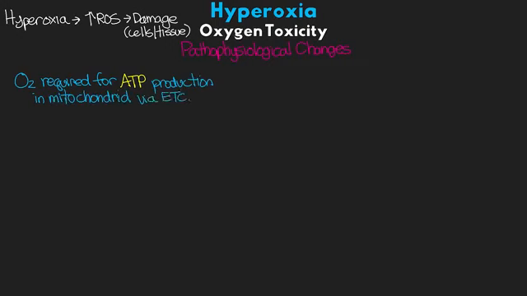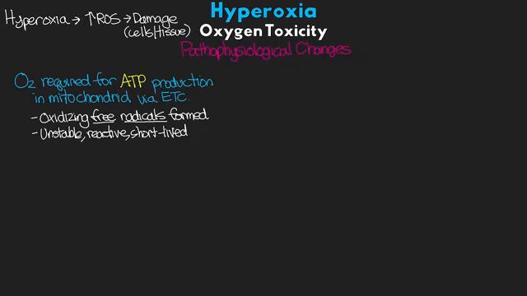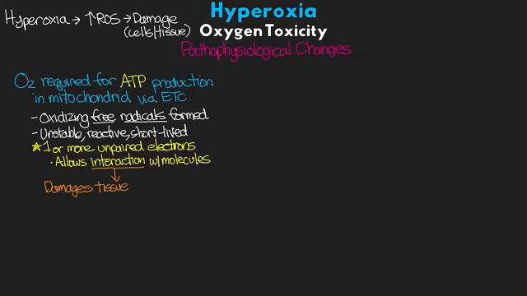As a result of this ATP production, oxidizing free radicals are naturally formed. In the presence of hyperoxia, we actually see an increase in the production of these free radicals. Free radicals are really just a type of unstable, reactive, and short-lived chemical species. The key thing with these is that they have one or more unpaired electrons. Having the unpaired electron or electrons allows them to interact with surrounding molecules. And it's this interaction with the tissue that damages lipid membranes, proteins, and nucleic acids, resulting in damage to that tissue. These free radicals are also known as reactive oxygen species.